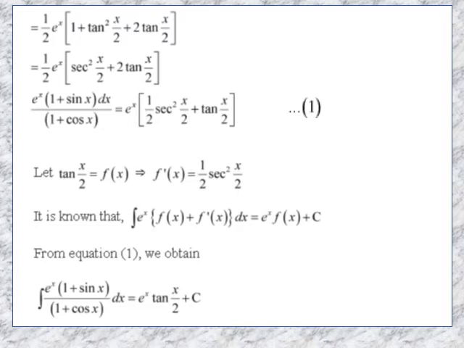You can see that it is again in the form of e power x (f x plus f dash x), where f x equals tan x by 2 and its differentiation f dash x will be equal to what? Half sec square x by 2. So by using that identity, the integral e power x (f x plus f dash x) dx equals e power x into f x plus constant c. Our integral e power x (1 plus sin x) upon (1 plus cos x) dx equals e power x tan x by 2, because f x is equal to what? Tan x by 2, plus constant of integration c. Clear? So pause and note down the solution.